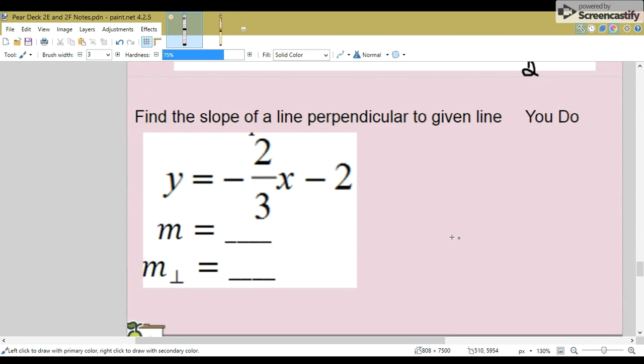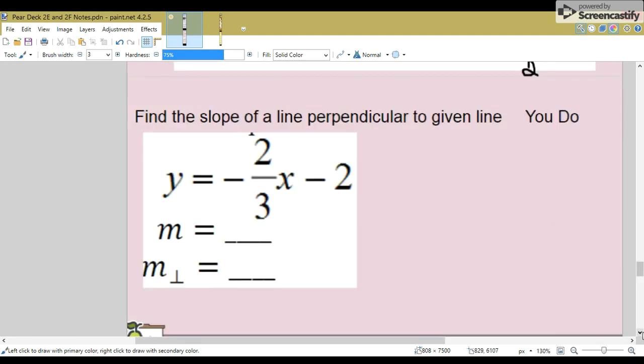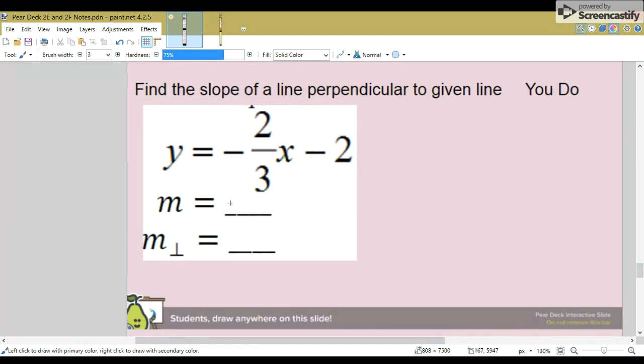Okay, now you try this one. Find the slope of a line perpendicular to the given line. Your original slope is -2/3. You flip the fraction and change the sign for your perpendicular slope. So your perpendicular slope will be +3/2.